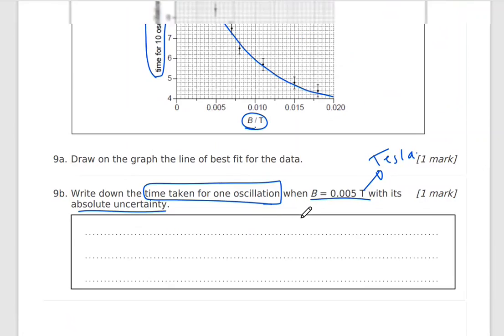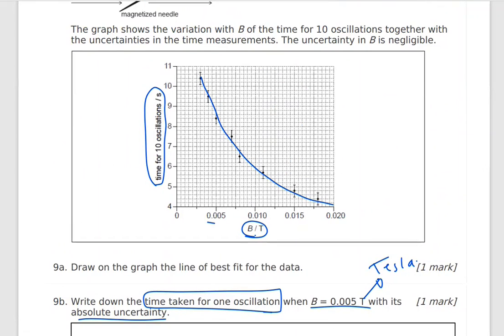Now we'll go back to the graph. At 0.005, you draw a straight line till it reaches the curve, and then you read the value of this point. How can I find the value of this point? Here from 4 till 5, it's 1, and I have 5 squares. So 1 divided by 5 gives me 0.2, so each square is 0.2. This value here is 8 plus 2 squares, so it will be 8.4. This is the time for 10 oscillations.